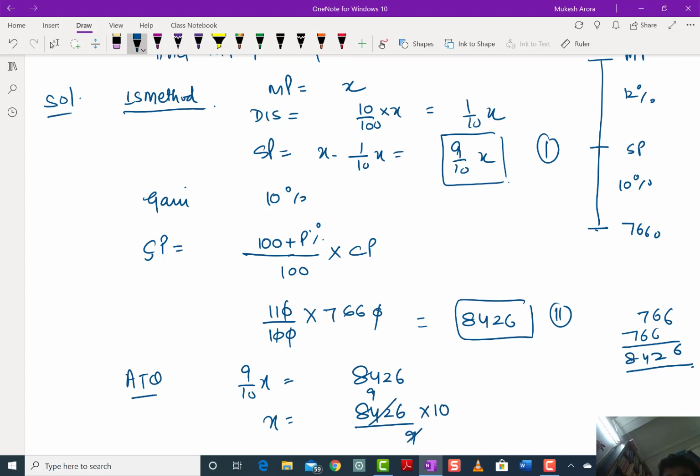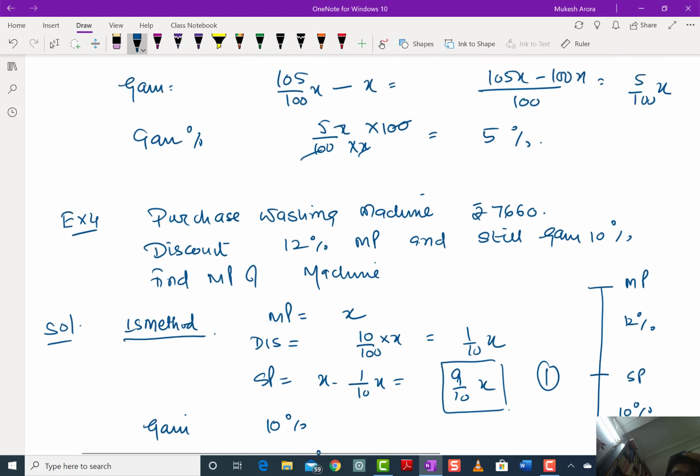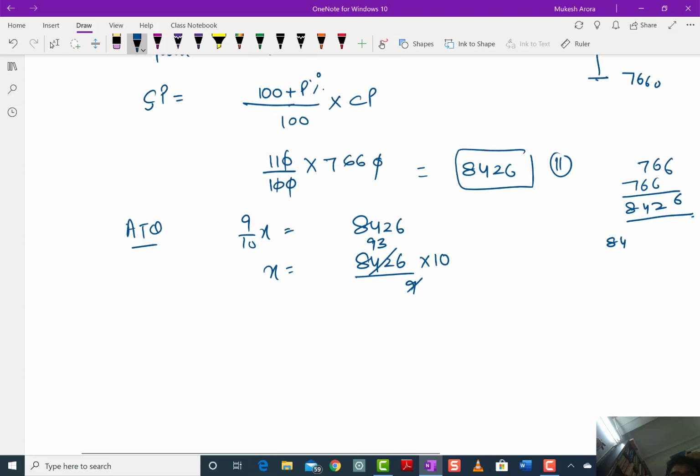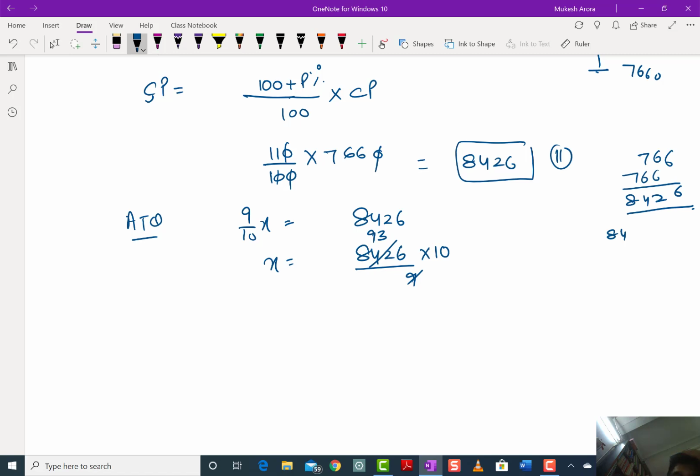9 9s are 81, 9 3s are 27, 9 8s are 72, and so on, to compute the value.